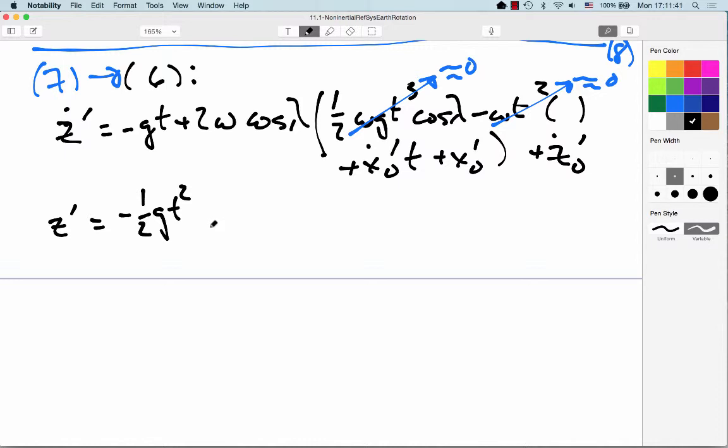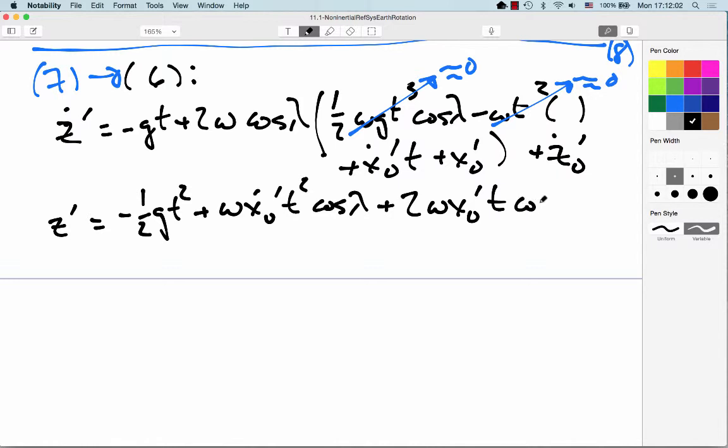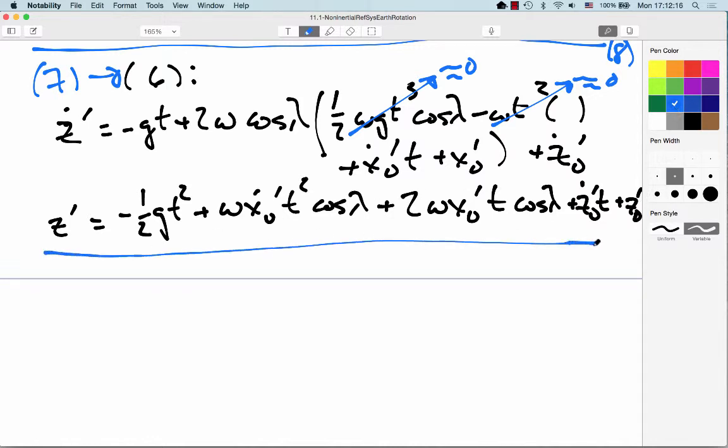Plus, we'll have omega x naught dot prime t squared cos lambda plus a term that your text dropped, and again I don't see a burning reason to drop it, plus 2 omega x naught prime t cos lambda plus z naught dot prime t plus z naught prime. Phew. And that's our answer for z. And for keeping score at home, we'll call that equation 9.